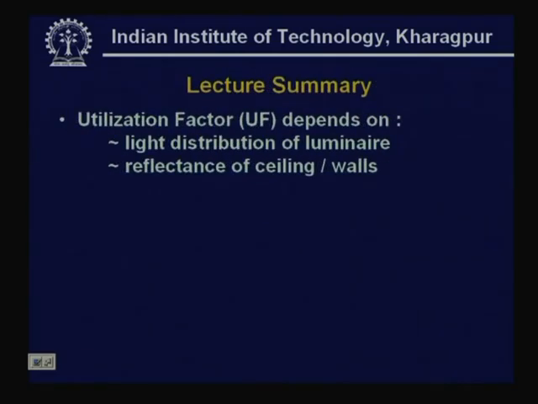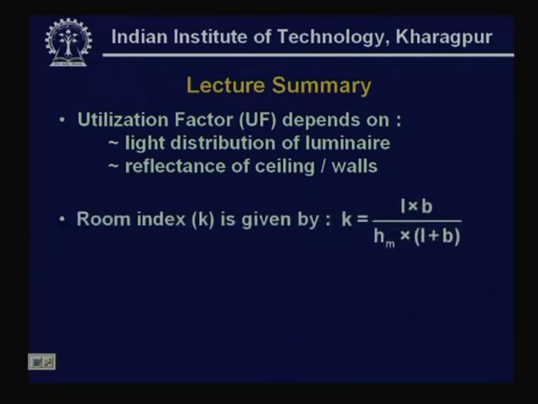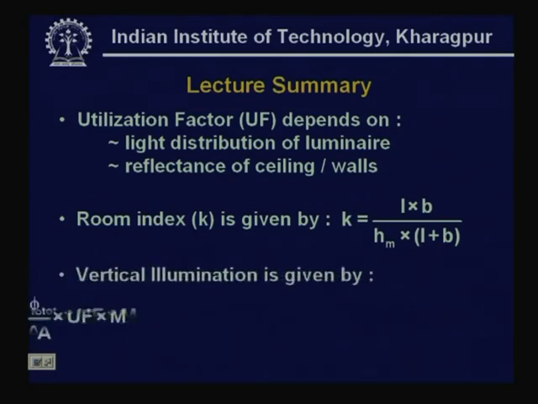The utilization factor depends on the light distribution of luminaires, reflectance of the ceiling and walls, and the arrangement of lamps, which is usually in the form of a matrix, lengthwise and breadthwise. Room index is given in terms of the length, breadth, and the mounting height. As I said, when suspended, mounting height becomes different from the height to the ceiling. If it is mounted in the recess, it is the same as the ceiling height.